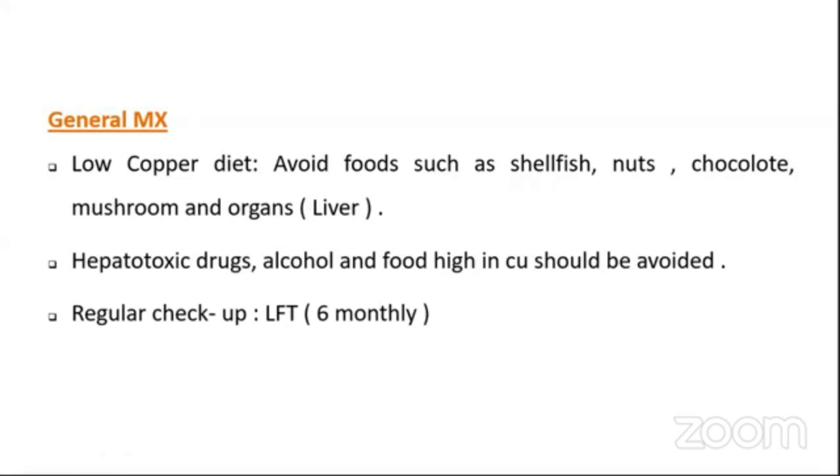How will you manage a case of Wilson disease? There's some general management and some specific management. General management: we should offer a low copper diet. Avoid foods such as shellfish, nuts, chocolate, mushroom, and organ meat. Any type of organ meat should be avoided. Hepatotoxic drugs, alcohol, and food that is high in copper should be avoided. And liver function tests should be checked every 6 months. This is the general management portion.